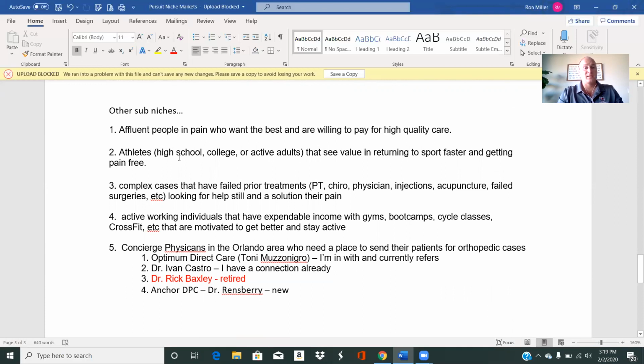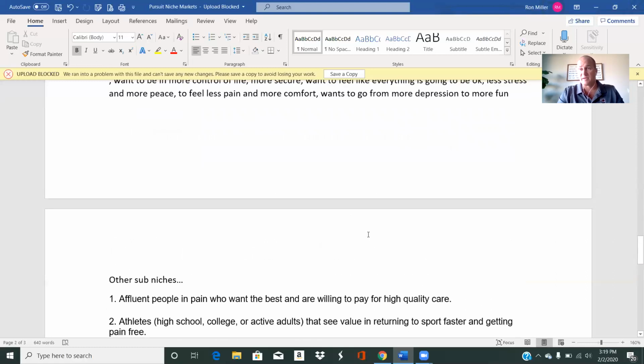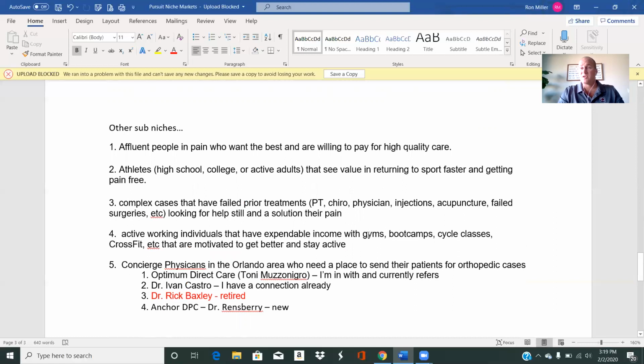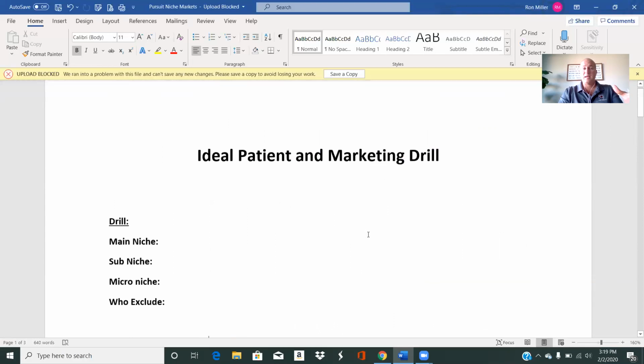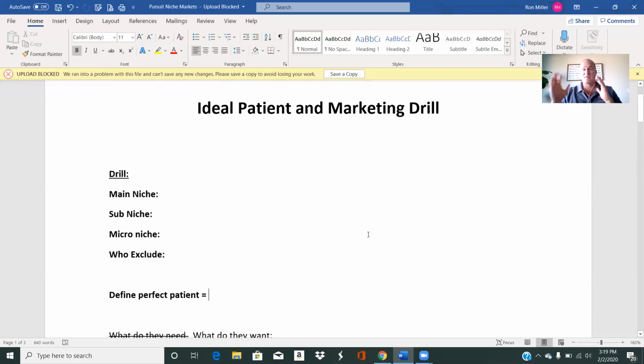You can go over athletes, high school, college, active adults that see value in returning to sport faster and getting pain-free, complex cases that failed prior treatments and are still looking for a solution to their pain, active working individuals that have expendable income, gyms, boot camps, CrossFits that are motivated to get better, maybe concierge physicians. You can make a list of concierge physicians around your area. Those are five niche markets that I'm targeting. But I'm not going after one campaign to target all of those niches. I have separate campaigns going at every time to target each niche market because I want to relate to them on a different level.